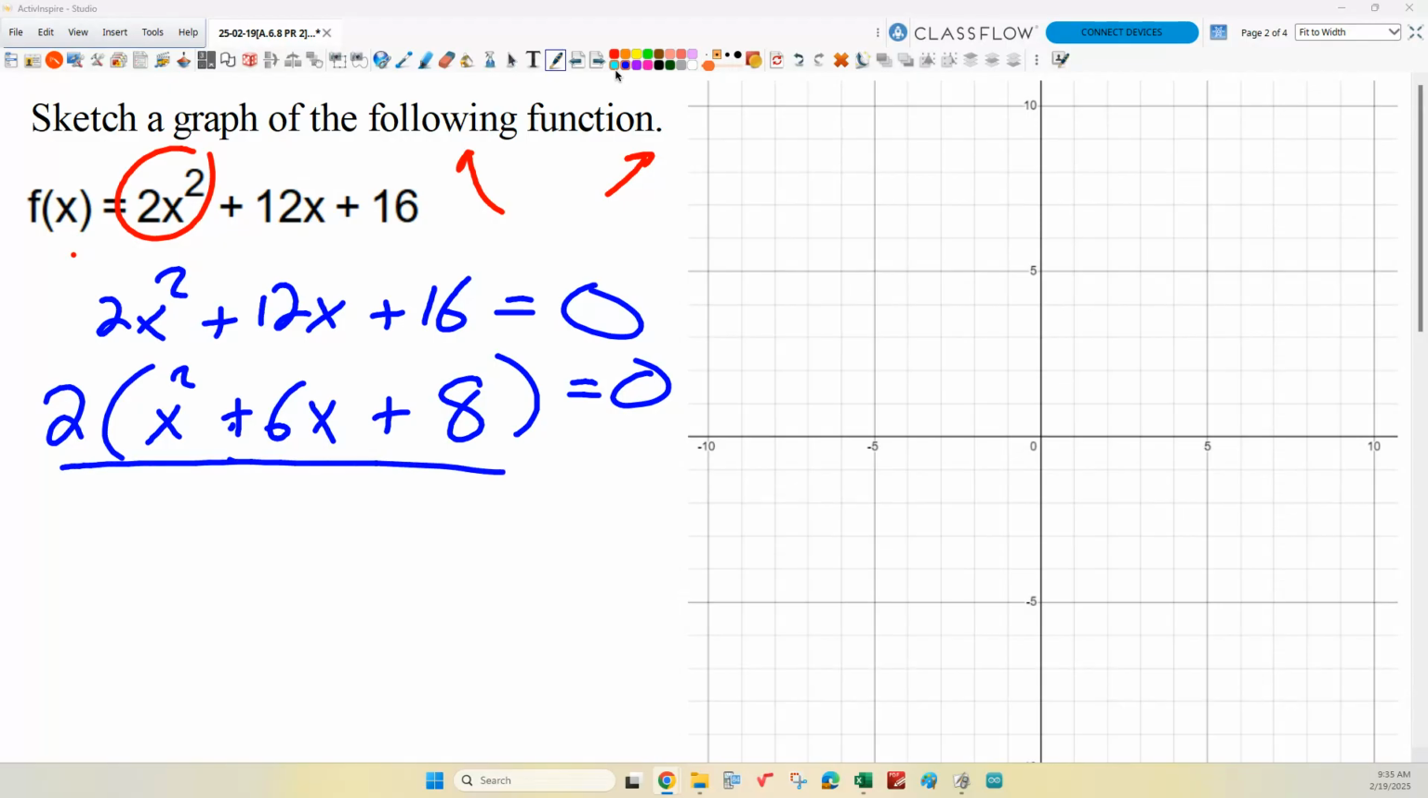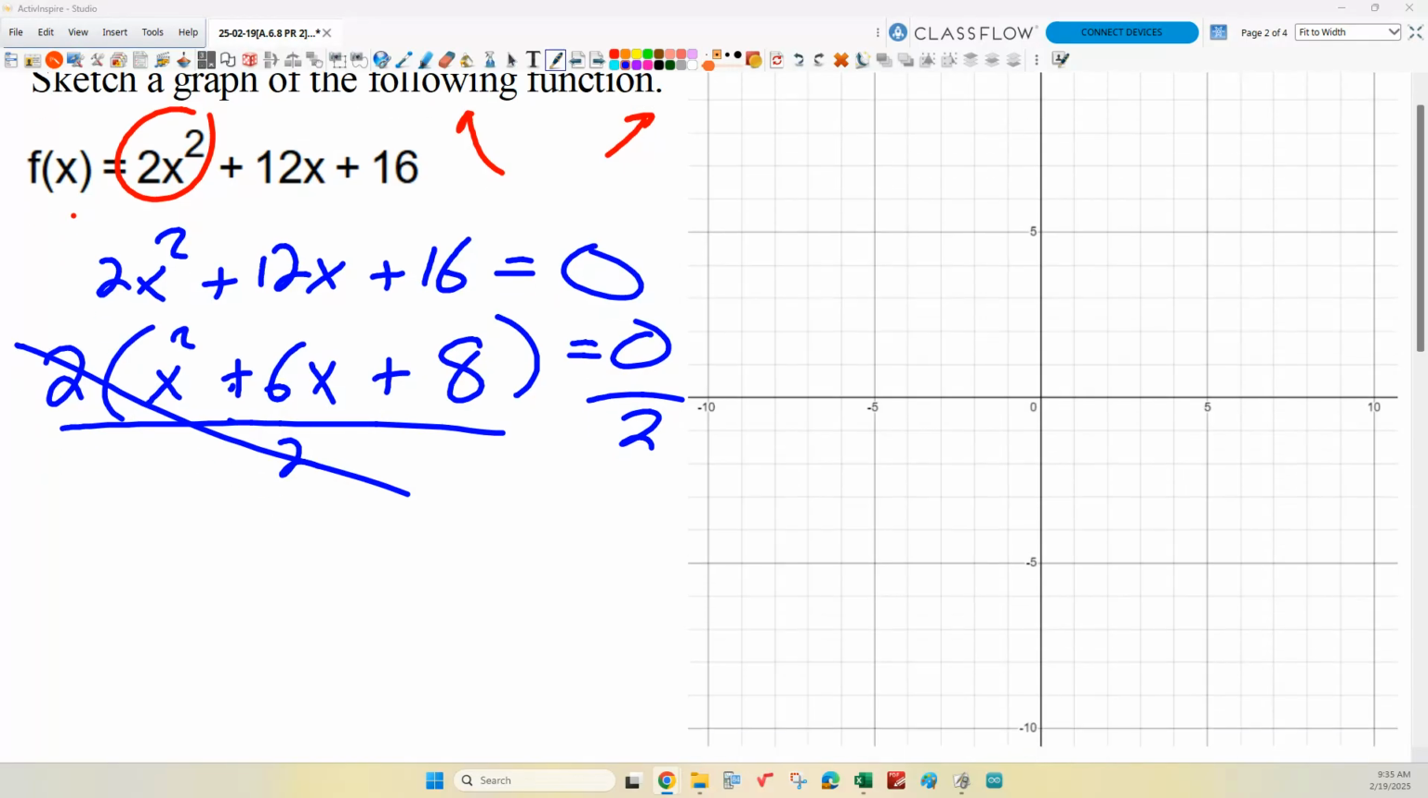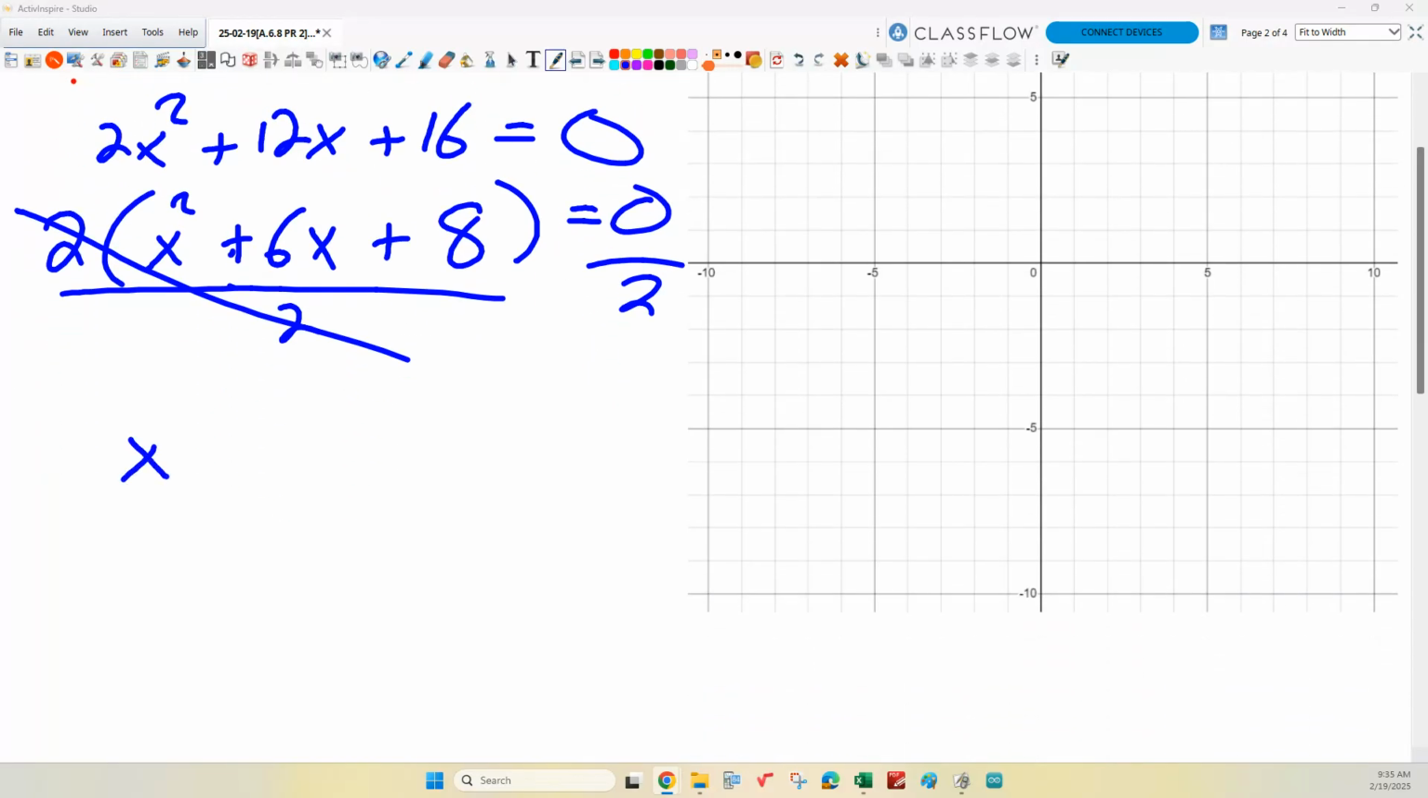Let's do that. So we'll divide each side by 2, get rid of that, and now we have a much easier equation to deal with. x squared plus 6x plus 8 equals 0. Okay? Well, that's just a basic trinomial. I want to try to factor that. How would I factor that one? Exactly, just magic numbers, right? That multiply to 8 and add to 6. Yeah, what are those numbers? 4 and 2. There you go.